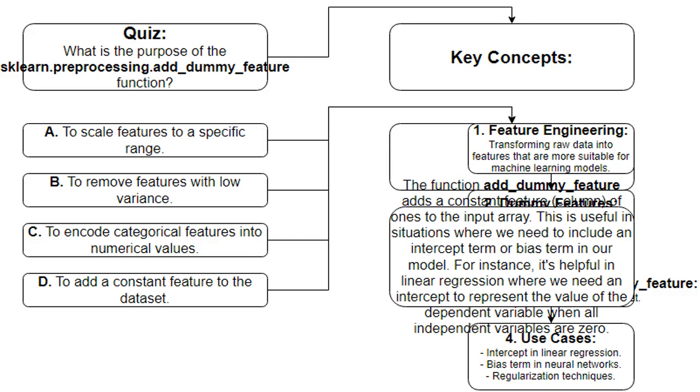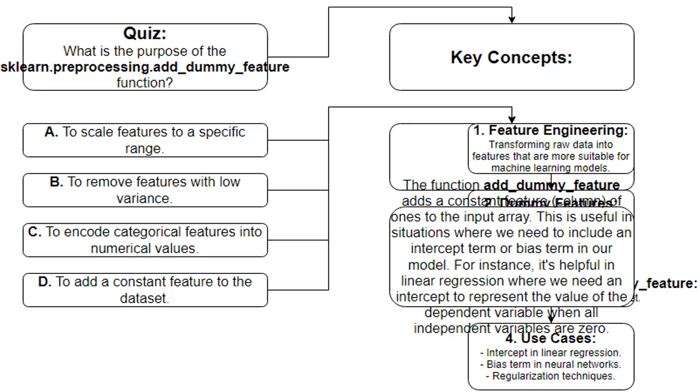In a linear regression model, adding a column of ones represents the intercept term, allowing the model to predict a non-zero value even when all other features are zero. 3. sklearn.preprocessing.add_dummy_feature. Adds a constant feature to the dataset. Suppose you have a dataset with features x1, x2, and x3. Applying sklearn.preprocessing.add_dummy_feature to this dataset adds a new feature x0 with a value of 1 for all samples.